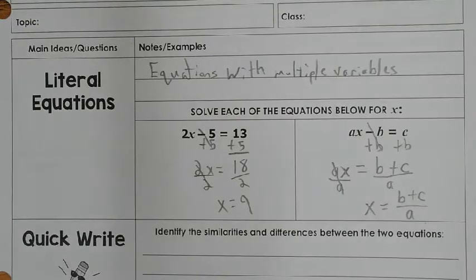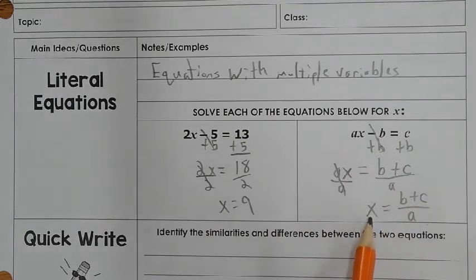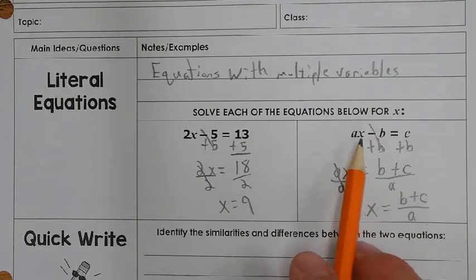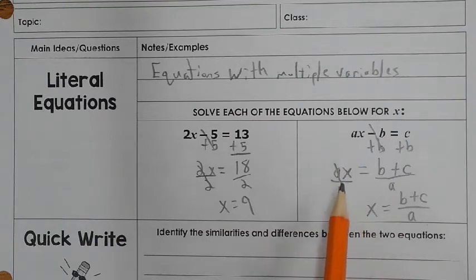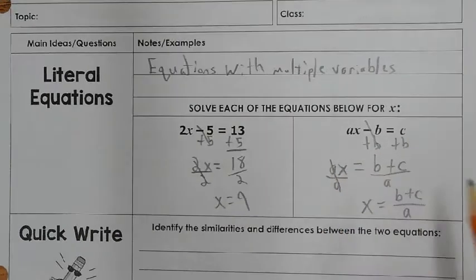It's not that bad. It just looks weird. It looks totally different than what you've done before. It looks like it's not completely solved whenever you finish, but your whole entire goal is, whatever variable they want by itself, get that by itself. So if they had asked for a by itself, you do the same thing until you get a by itself. If they had asked for b to be by itself, same thing.